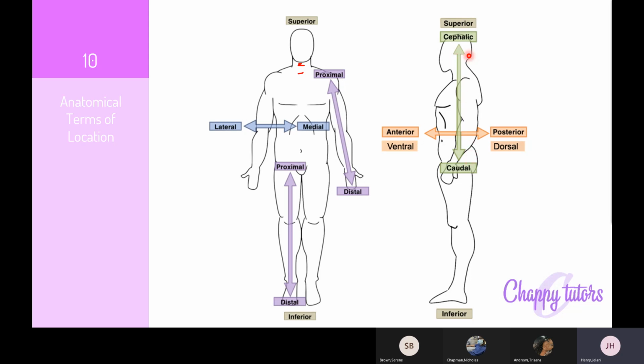Cephalic and caudal. These terms you might hear being used more so in embryology, but cephalic refers to the head, closer to the head. So if something is moving in a cephalic direction, they're moving towards the head. And caudal refers to tail, because in embryological development, at a point the embryo has a head and a tail region. So that's why it's cephalic and caudal, head and tail, right? Yeah. That's it for this slide.